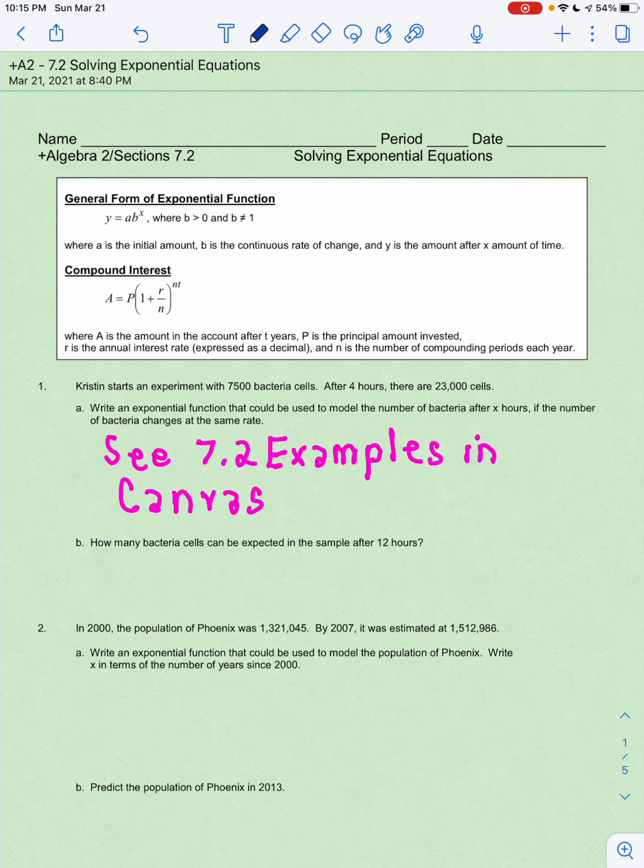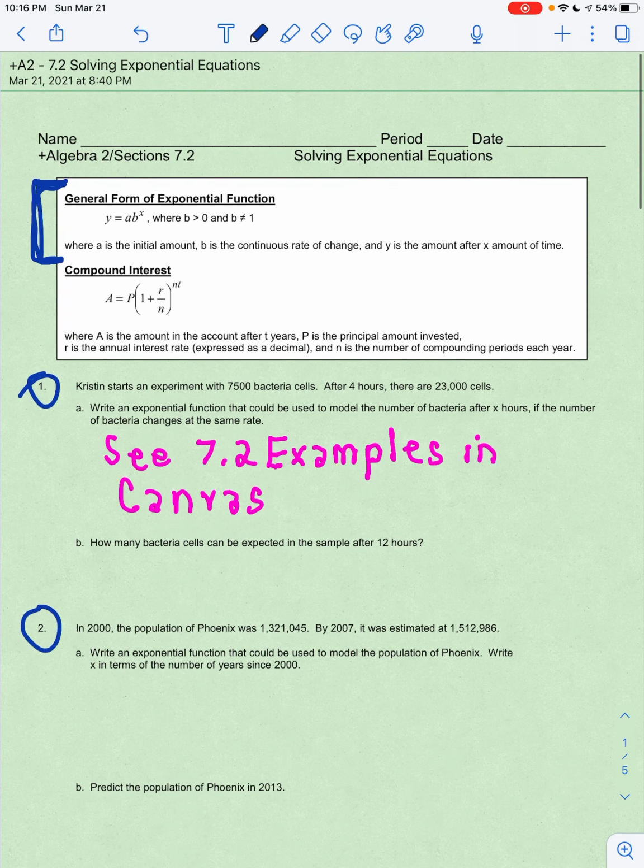This is our lesson for Monday, March 22nd, e-learning, over section 7.2, solving exponential equations. This is day 2. On Friday, we learned the general formula of an exponential equation, and we solved application problems like numbers 1 and 2 in class. If you were absent, see 7.2 examples, day 2 in Canvas.